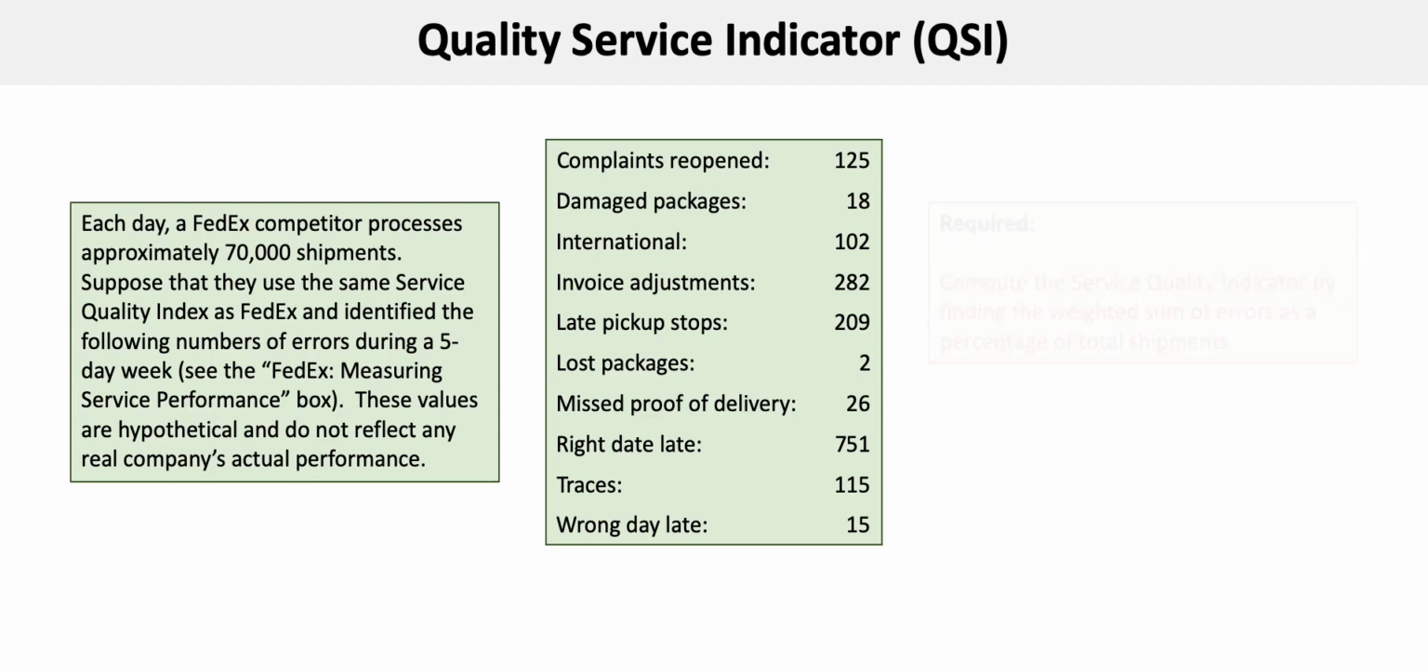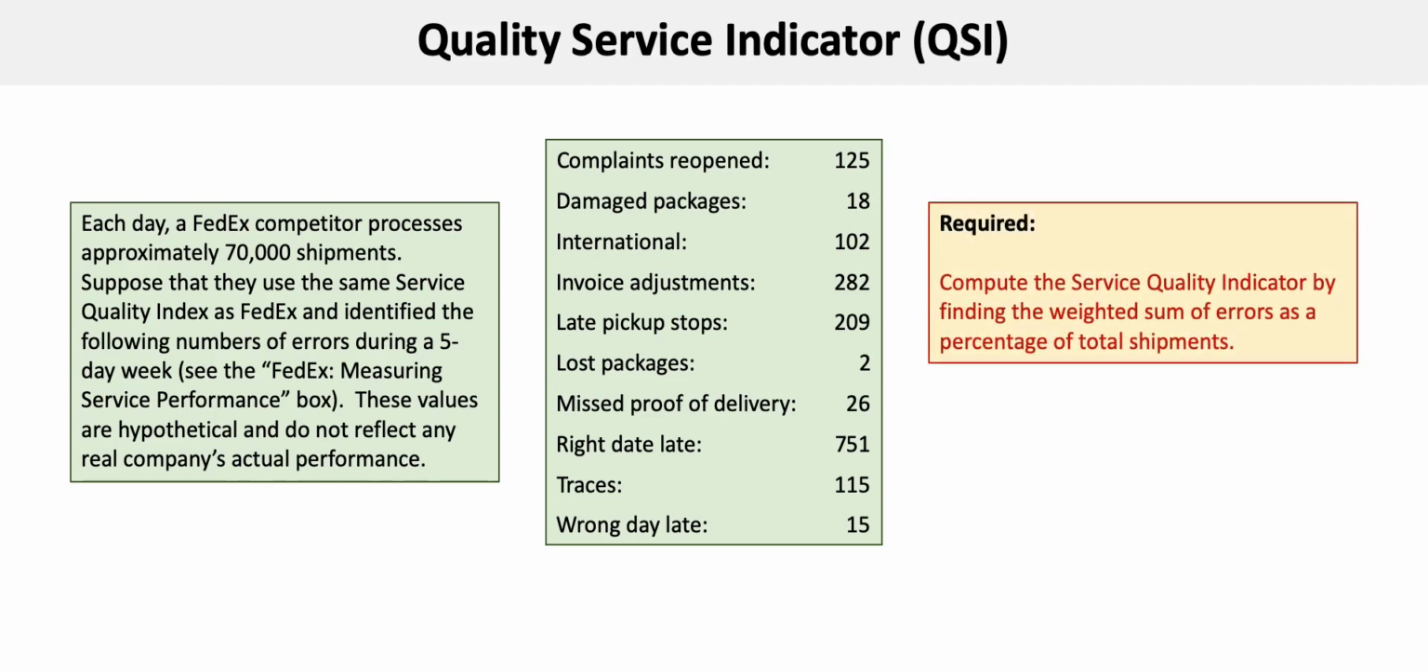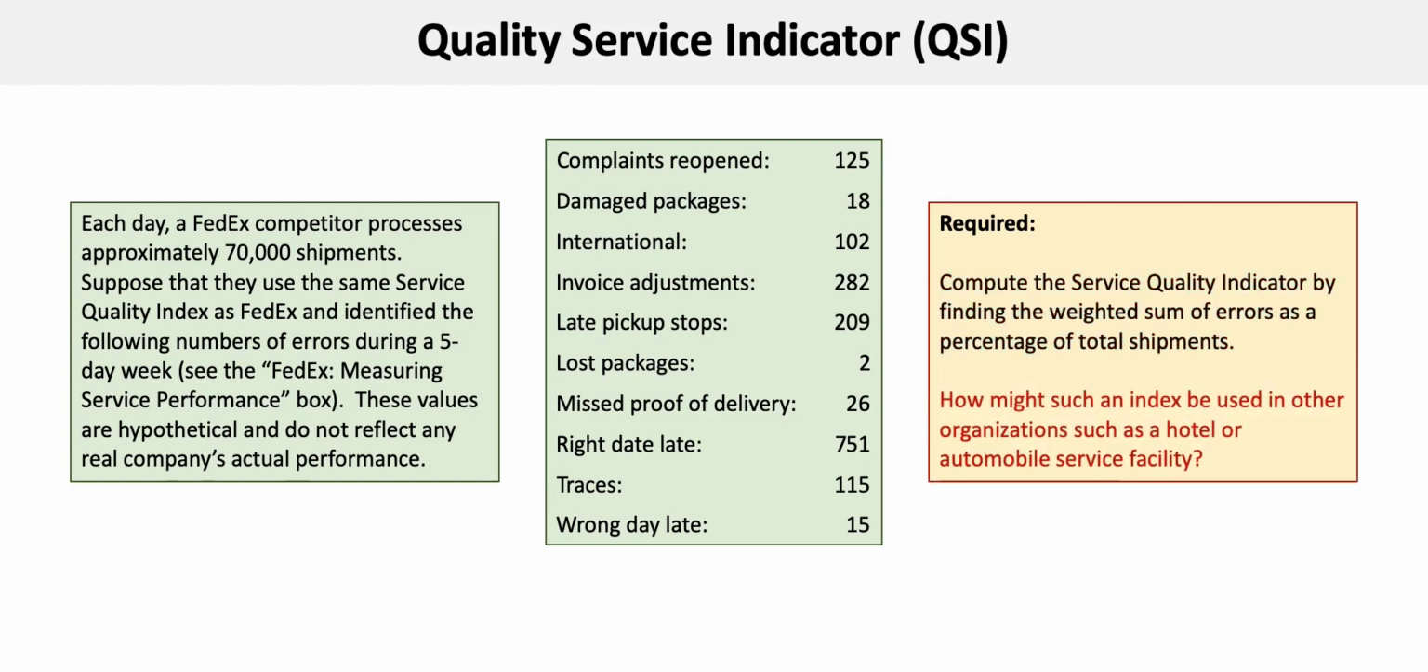There are two basic requirements for this problem. The first is to compute the service quality indicator by finding the weighted average sum of errors as a percentage of total shipments. And then we're asked to consider how the QSI might be used in other organizations, such as a hotel or automobile service facility. Let's begin with computing the QSI manually.